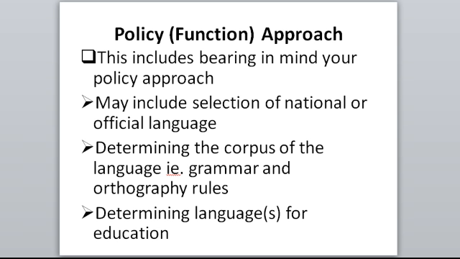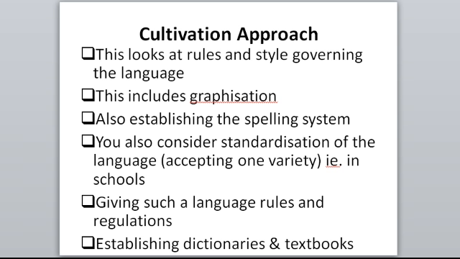Now, the other approach is the cultivation approach. This is another approach in language planning policies where by cultivation you mean you have to plan and develop strategies that are going to help you run or manage the policy. And so you need to consider the cultivation approach, and this in particular looks at style and rules governing stylistic rules of the language.